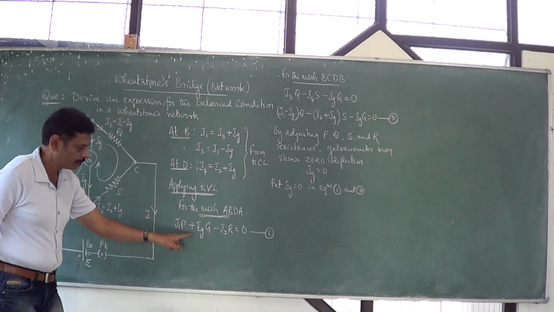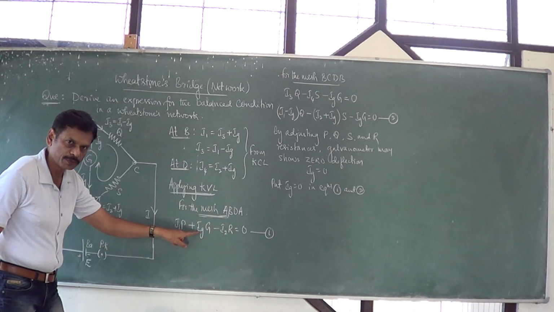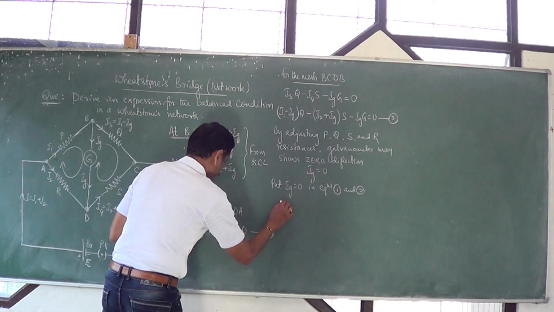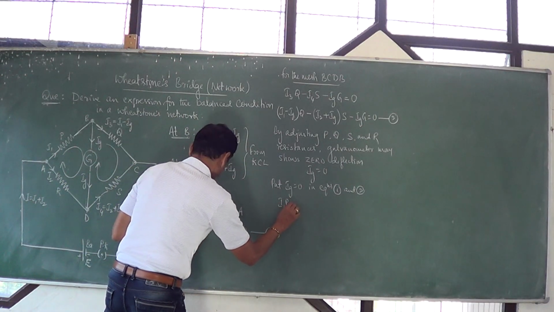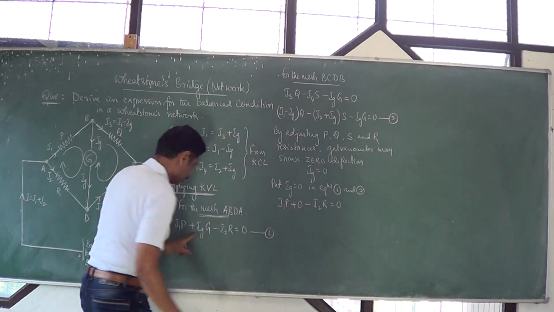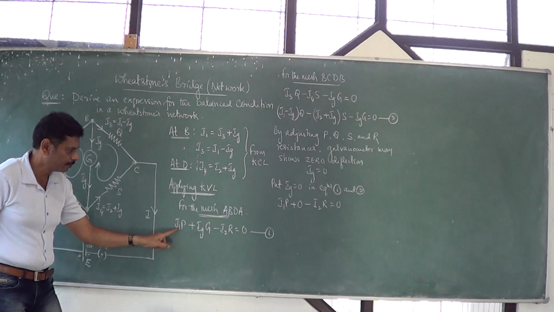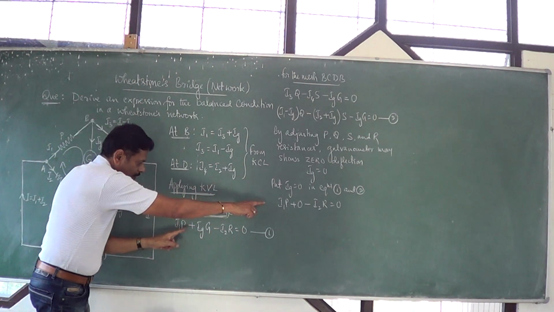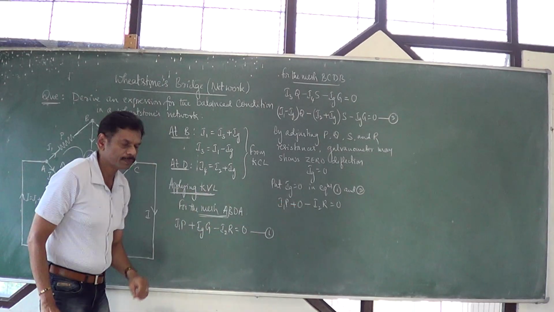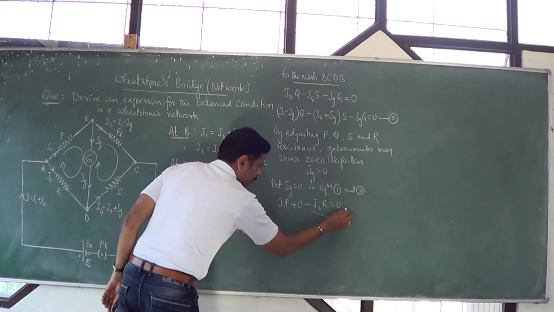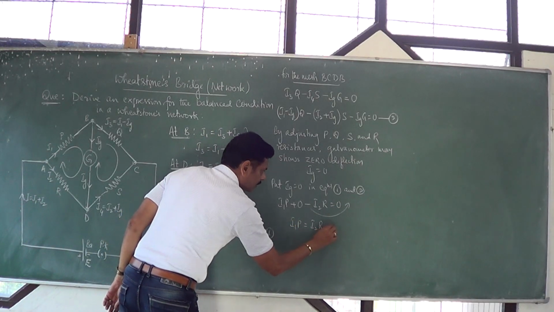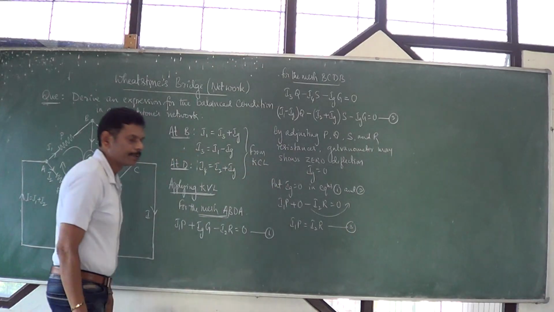First I will take this. Ig current is 0 here. I will put 0. 0 into anything is 0. Therefore, equation number 1 becomes I1 into P plus 0 minus I2 into R is equal to 0. I1 into P, Ig current is 0, minus I2 into R is equal to 0. Therefore, shift this one to the other side. I1P is equal to I2 into R. I will take it as equation number 3.